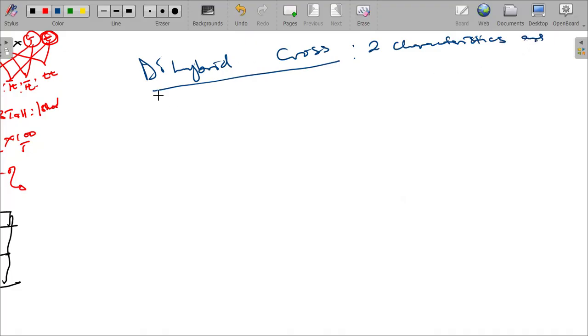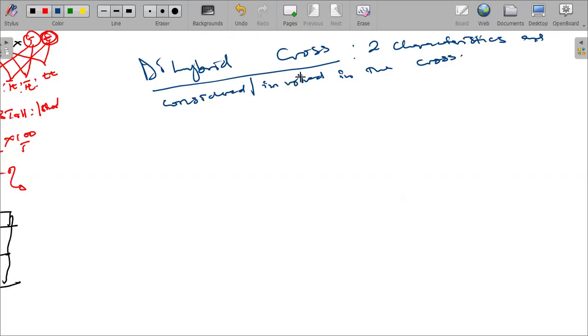are considered at a go. Two characteristics are considered or involved in the cross. So I've been talking about this data.